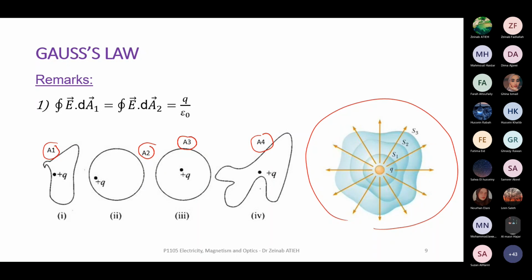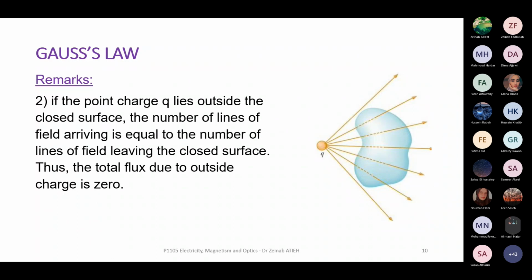Okay, so this is the first remark. The first remark says that the shape is not important. We can choose any shape we like if we are searching for an electric field. Next, let's check what happens if Q is outside the closed surface that I'm choosing and not inside that surface.